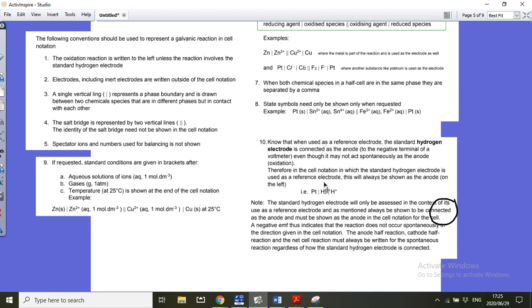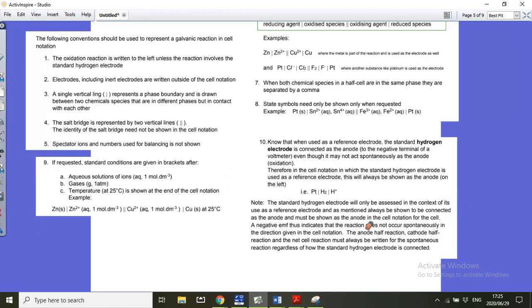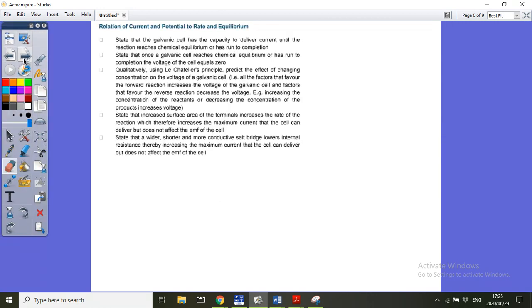So now number 10, remember hydrogen I've spoken about is the standard electrode, and that will always be written as the anode. So it's always going to be written on the left-hand side of your equation and always in this form. So please remember that hydrogen is your standard half cell, and that is how it will be tested. So it will always be the one that determines the electrode potential of the other substance. So we've covered all those points.